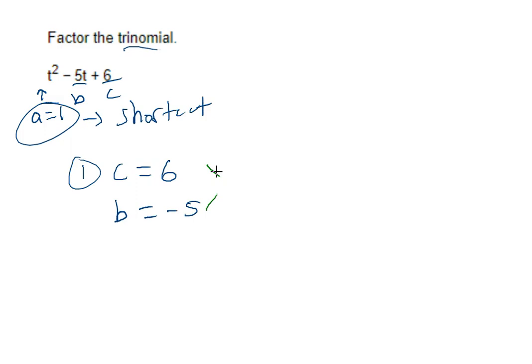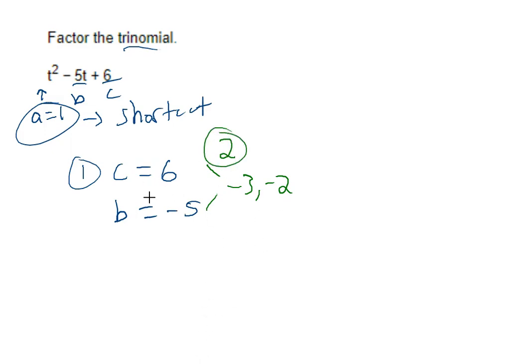So in order for us to get positive 6 when we multiply, but negative 5 when we add, what we're going to have to do is use negative 3 and negative 2. Right? Negative 3 times negative 2 is positive 6. Negative 3 plus negative 2 is negative 5. So those are the two numbers we're looking for.